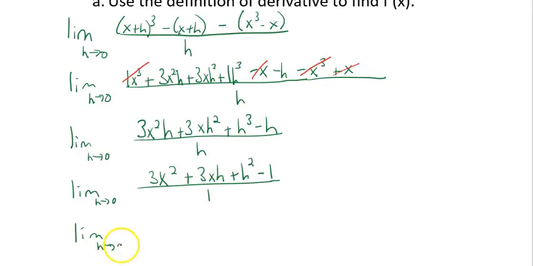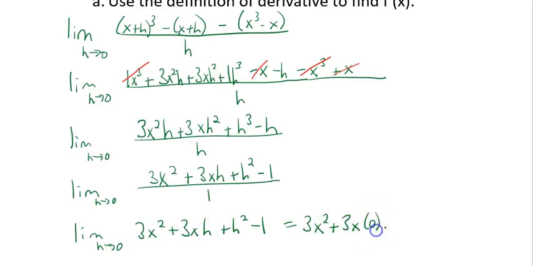But if you want to clean that up, you have limit as h approaches 0 of 3x squared plus 3xh plus h squared minus 1, because you really don't need that one fraction. Now you are ready to take the limit, because you can no longer get a 0 when you plug in on the bottom. So you can plug in 0 for your h's, which will give you 3x squared plus 3x times 0 plus 0 squared minus 1, and that will give you 3x squared minus 1.